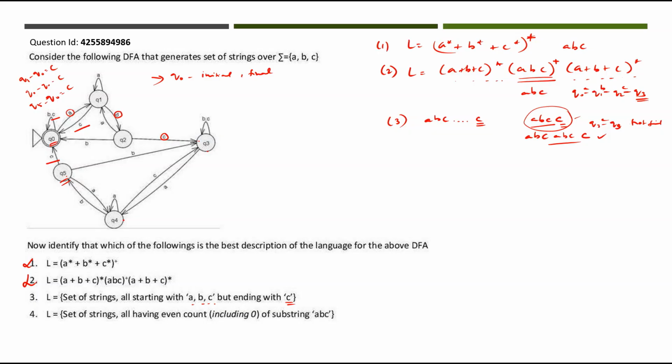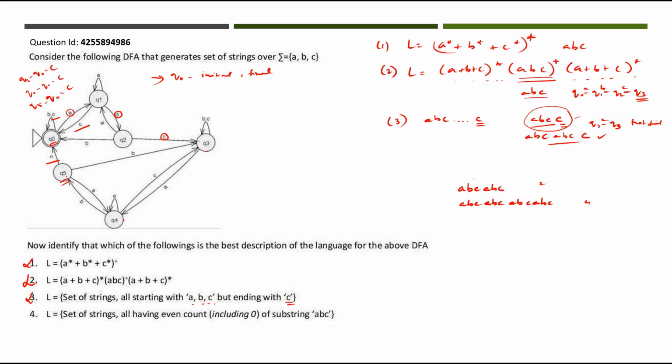So taking A, B, C, or only A, B, C into consideration, we can tell that the third one is also not the right answer. Now let's check the last one. Set of strings all having even count of substring ABC. It means you can have ABC, ABC, then ABC, ABC, ABC, ABC. These are all even counts. This is 2, this is count 4.